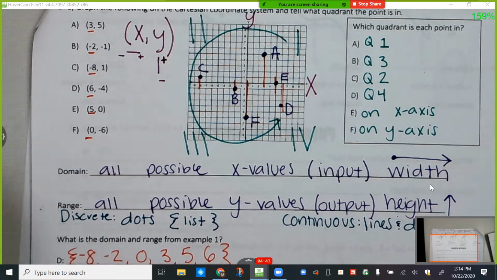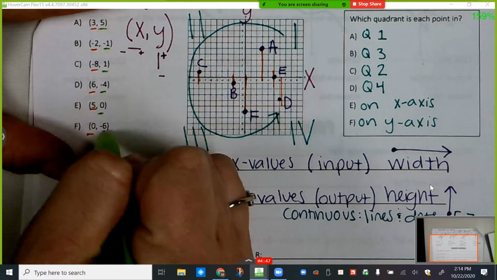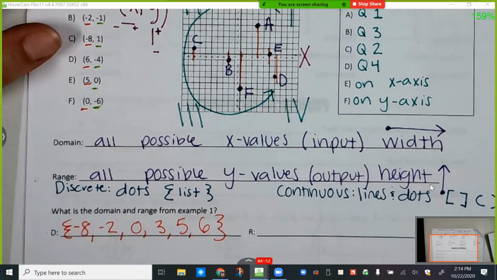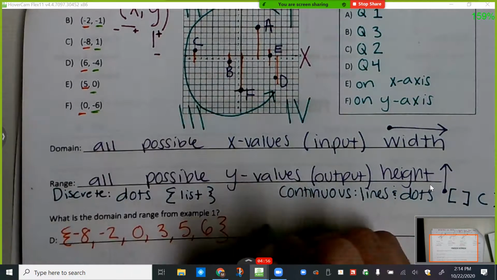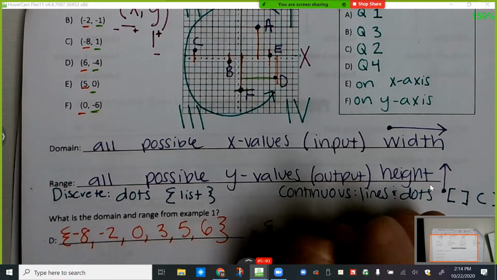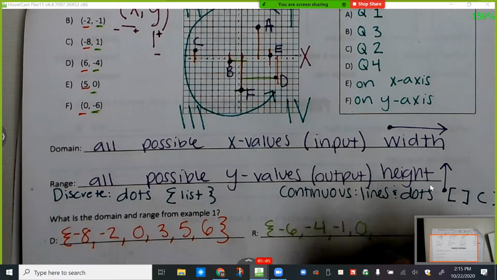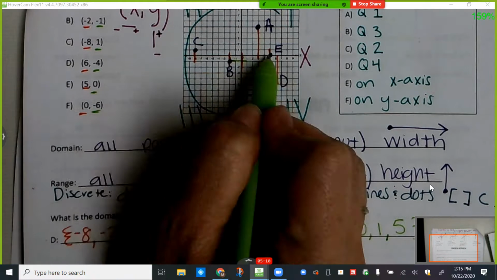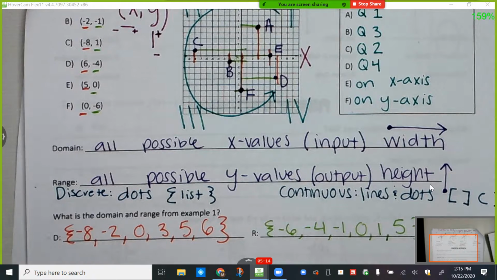So now range is my list of y's, because this is discrete. So we start at the lowest and we're looking at the height of the dots. So what's my lowest dot? F at -6. Then what? Next, negative 1. Then 0. Then 1. Then 5. I got lost for a second. Great job. Okay, so we're talking about our heights.